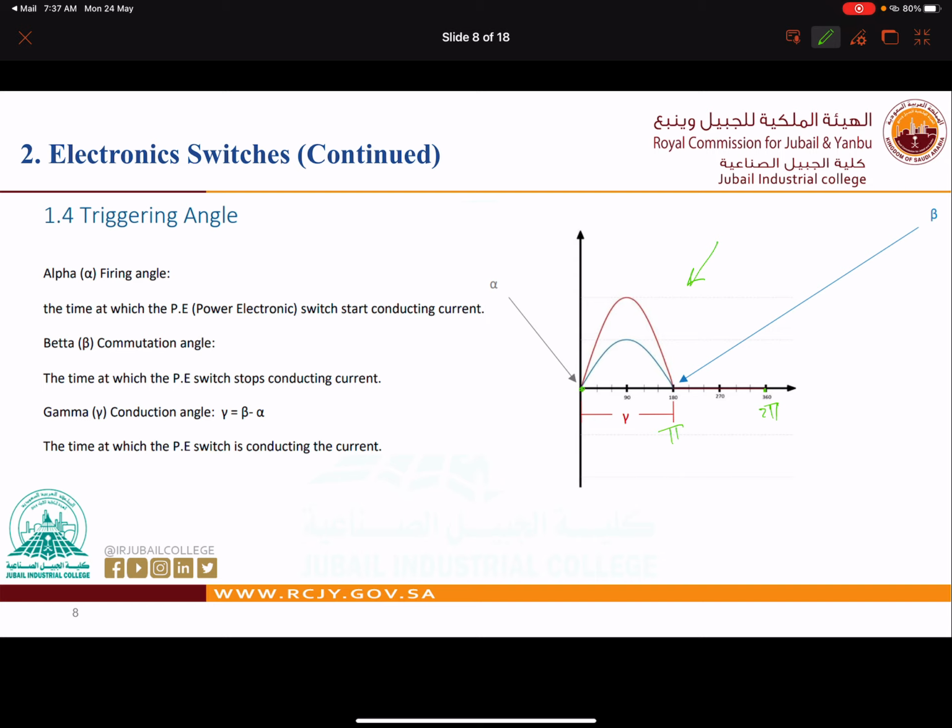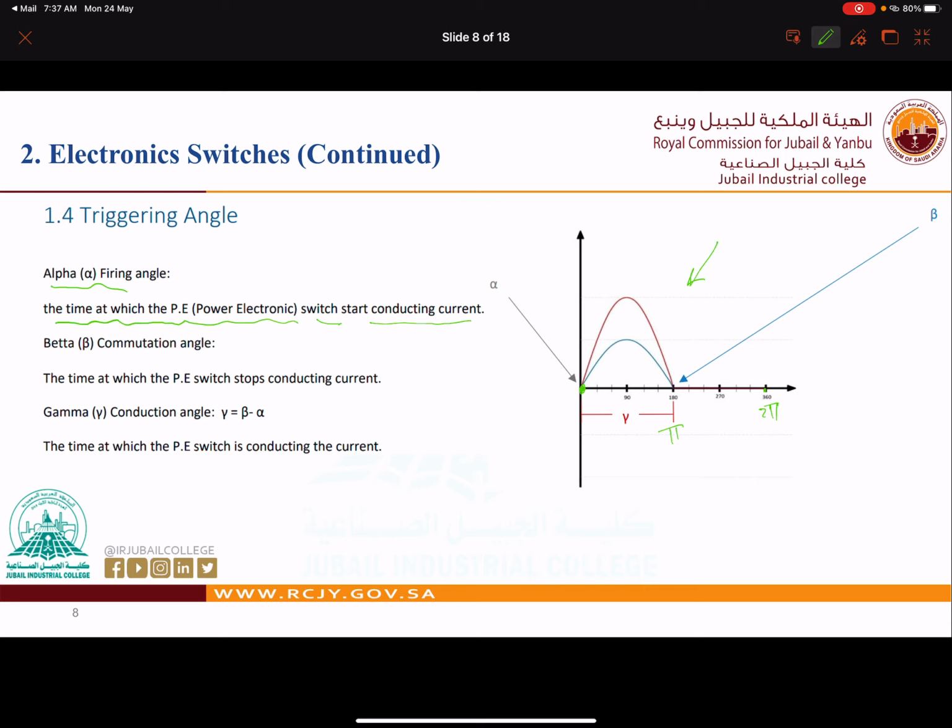So this is one cycle. Sorry, this is half a cycle, and we can say that the firing angle is here. What do I mean by firing? The firing angle is like an ignition angle, when the wave is starting, right? So alpha is called the firing angle. It is the time at which the power electronic switch starts conducting current.